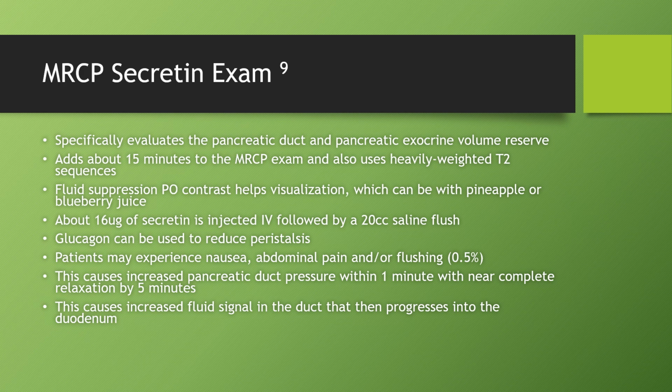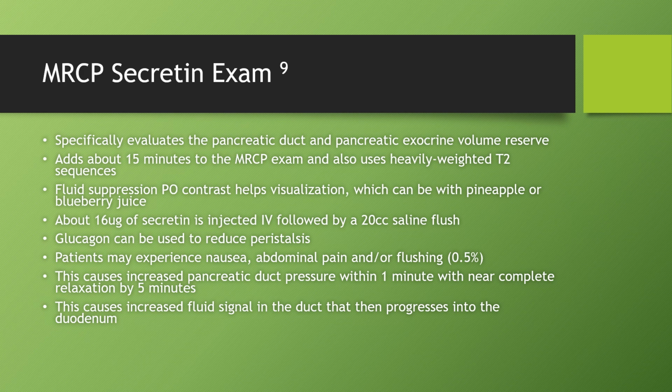So we inject about 16 micrograms of secretin in an IV, followed by a 20 cc saline flush. Some places give glucagon to reduce peristalsis so you don't have artifact or any sort of changes in your images during your sequence. Some patients can experience nausea, abdominal pain, and/or flushing. It's very rare, 0.5% of patients will have that.